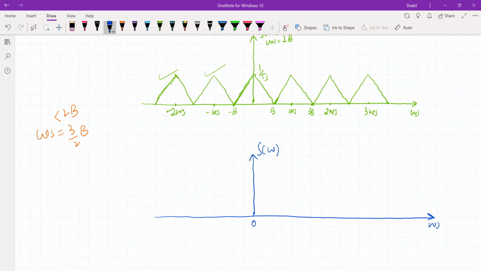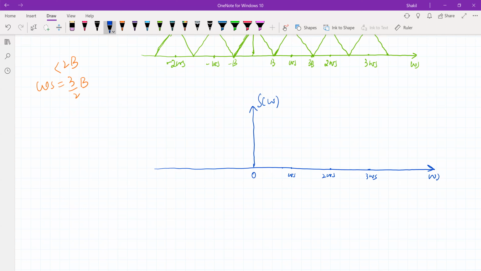Let's suppose this is omega, this part is how much? So if I say this is omega s, this is twice omega s, and in the same way on the negative side, this will be minus omega s, and this will be minus twice omega s.